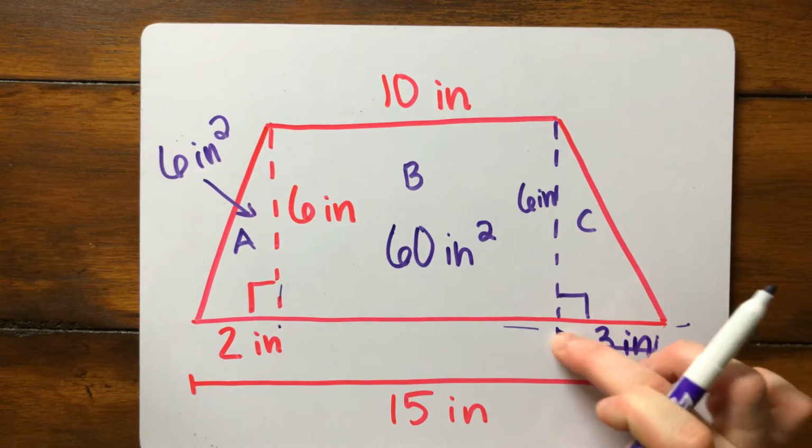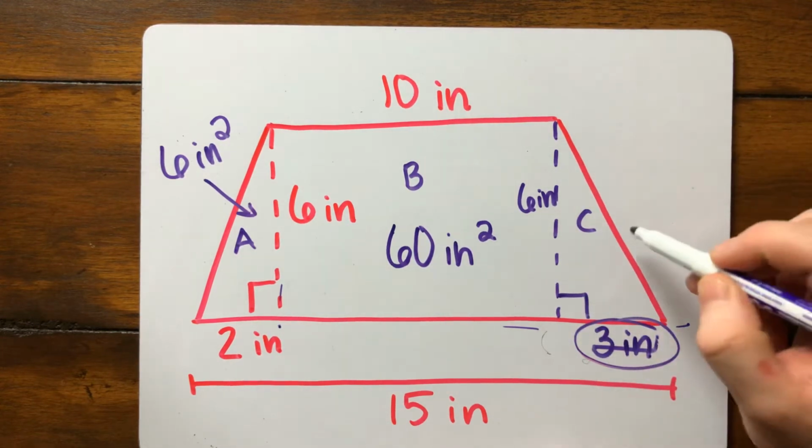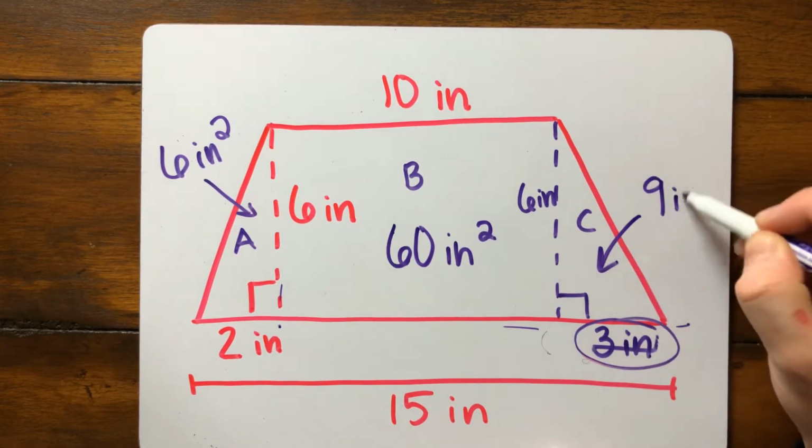Again, remember, don't just assume that if this is 2 over here, then this is 2. That's not always the case. We had to do a little subtraction. We actually found out that it was 3. So now we have the base, 3 times the height, which is 6. 6 times 3 is 18. 18, it's a triangle, divided by 2, we get 9 inches squared.